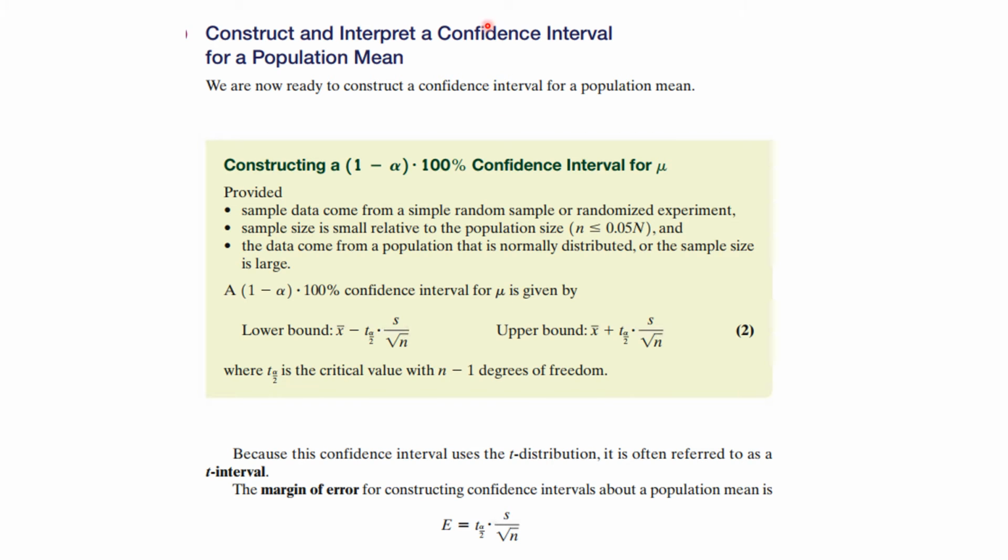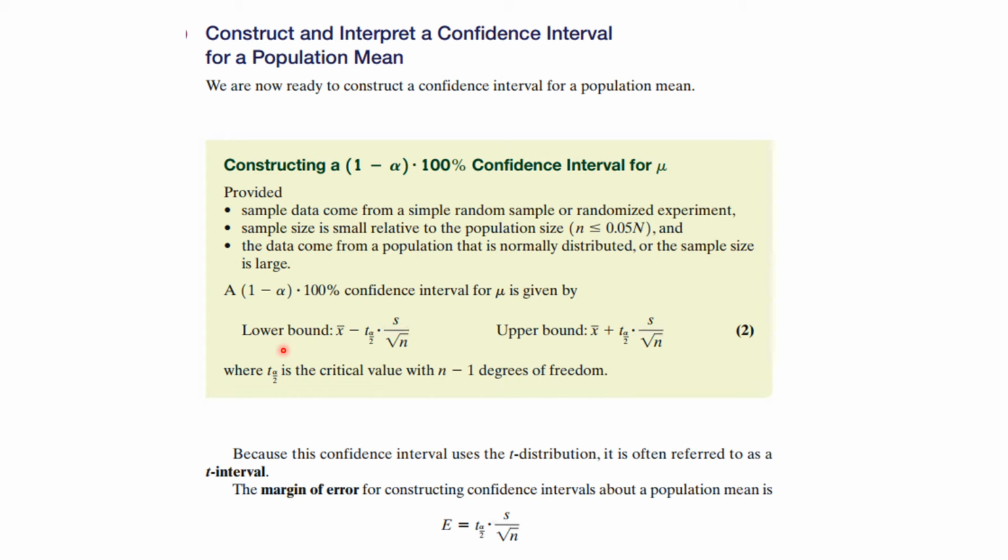And here's the process for constructing and interpreting a confidence interval for the population mean. By the way, the interpretation is identical to what we had before. So the construction just is modified, but we're using the t-distribution. So to construct a confidence interval then for mu, what we do is we find x bar, and x bar is going to be in the middle. So provided sample data comes from a simple random sample, and the sample data is small relative to the population, it has to be this. And the data comes from a population that is normally distributed. And again, we've talked a little bit about that, and we can talk more in a bit. And the sample size is large.